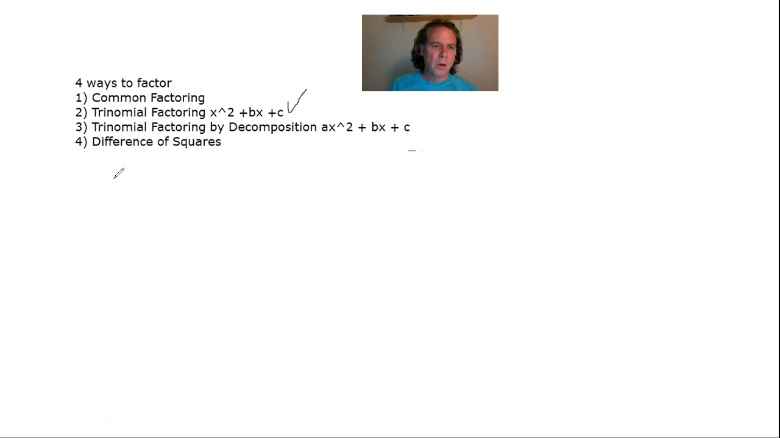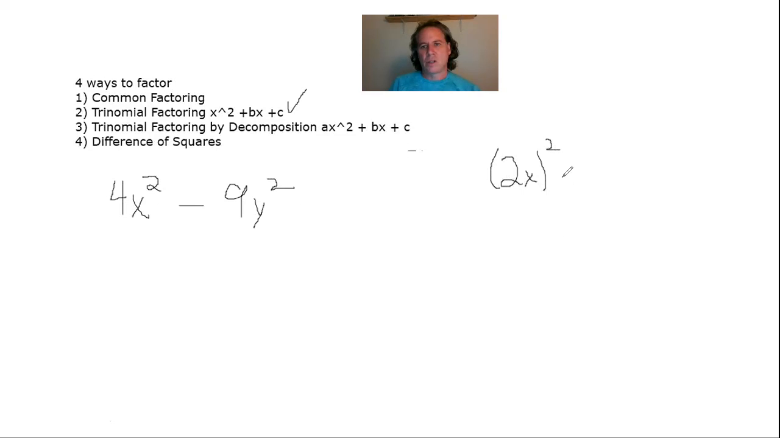So for example, 4x squared minus 9y squared. In this case, off to the side or just in my mind's eye, I think of 4x squared as 2x squared, and subtract 9y squared, I think of as 3y squared. So now I have a difference of squares because I have this squared minus that squared. It's a difference because of the minus, and these are both perfect squares.